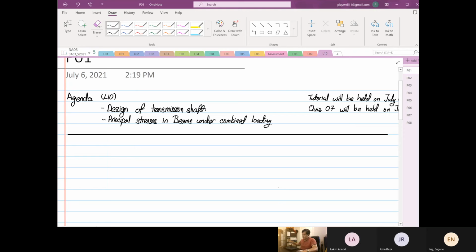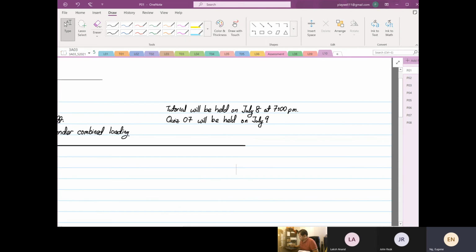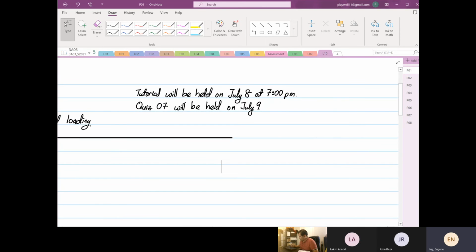Okay, so this is week 10. Today I'm going to continue on design of transmission shaft, and then we're going to look into principal stresses in beams under combined loading. It depends on how much we can do. Principal stresses in beams under combined loading might not get there.